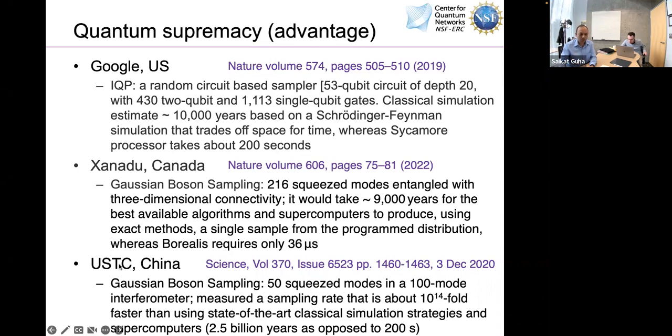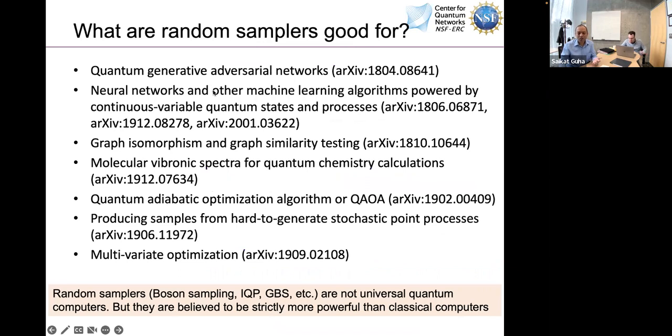Very similar results from Jianwei Pan's group in China. They did the Gaussian boson sampling experiment, and so on. Now, you might ask, what are these random samplers good for? Well, I won't have time to go into this, but these are just some still older references. There are more new references you can take a look at. One of the things that came out of thinking about these random samplers is that they can be a very nice building block that can go inside an algorithm.